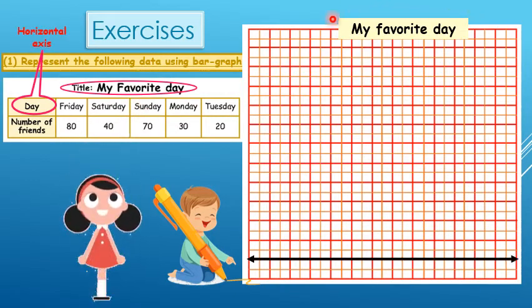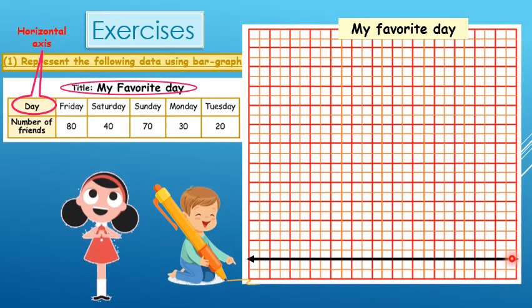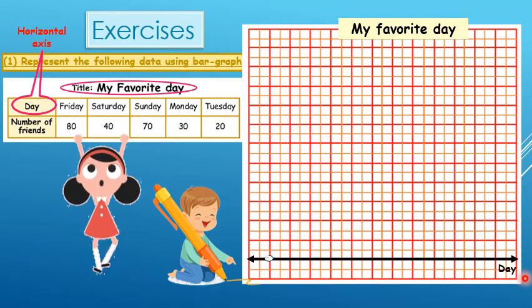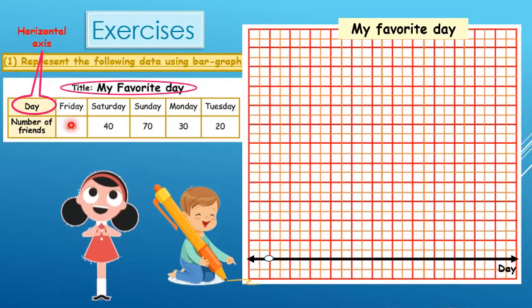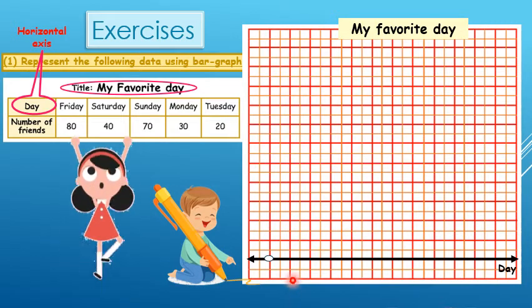Okay, after we write my title, we draw our first axis, the horizontal axis, which is called day. Then write down here day. Okay, then write down Friday, Saturday, Sunday, Monday, and Tuesday, and make a space between each day.